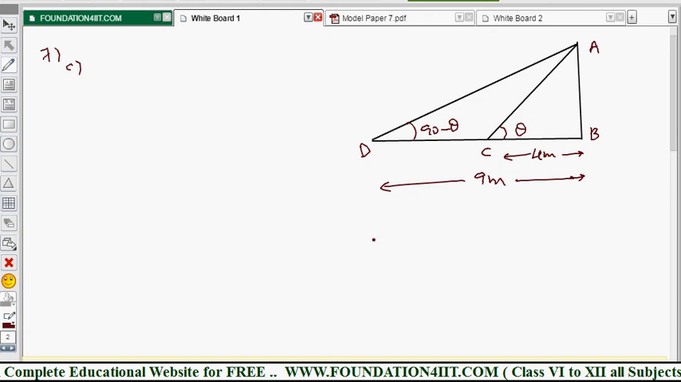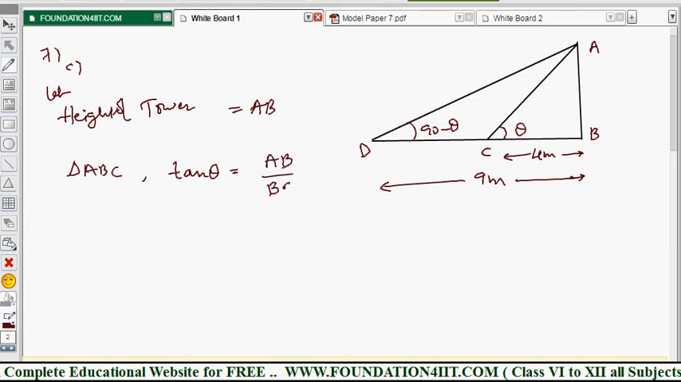So according to the question, the angles of elevation are complementary. So one is theta and the other is 90 minus theta. Now the height of the tower is AB. Let the height of the tower equal AB. Let's take two triangles. From triangle ABC first, tan theta. Tan is equal to opposite by adjacent, that is AB by BC. BC is 4, then AB is equal to 4 tan theta. Let this be equation 1.